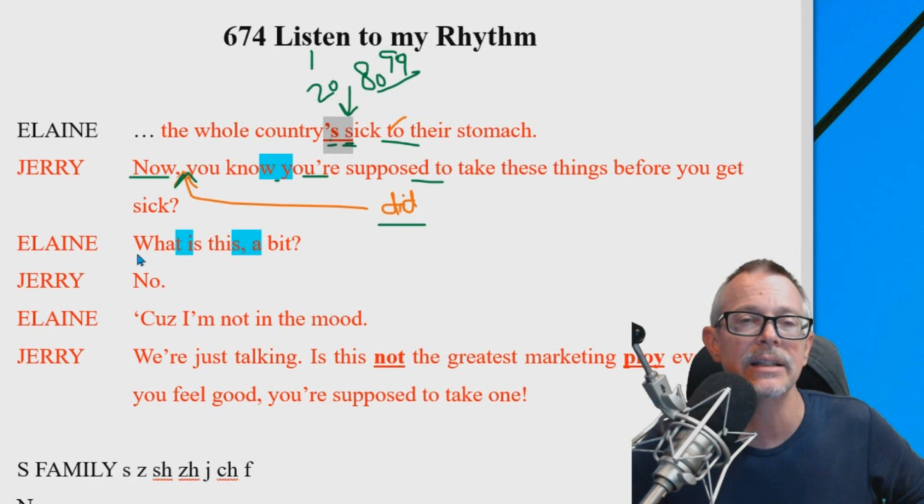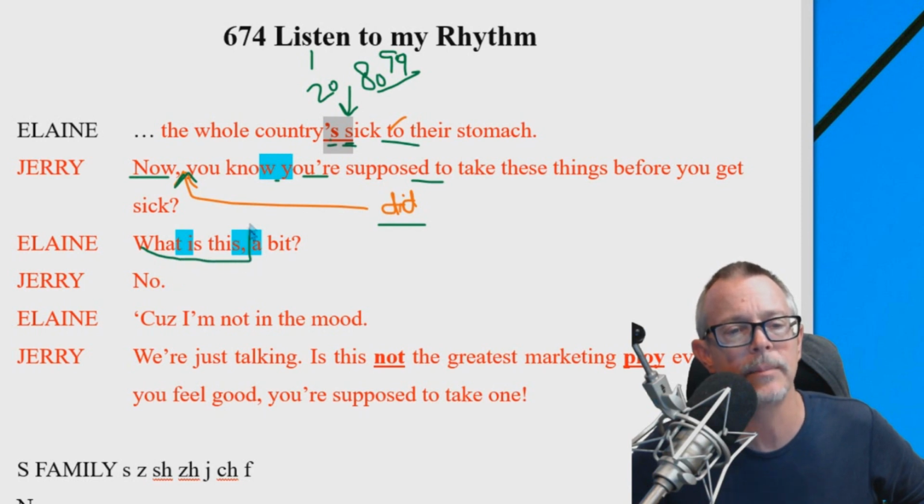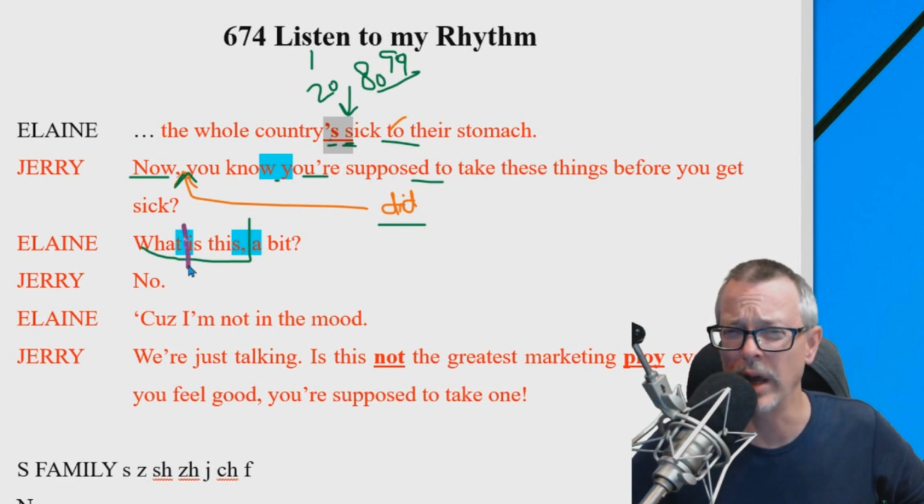Elaine says, what is this, a bit? And if you listen to her rhythm, she does pause here. What is this? A bit? What is this, a bit? What is this, a bit? Now, we have another way of saying it too. What? Is this a bit?